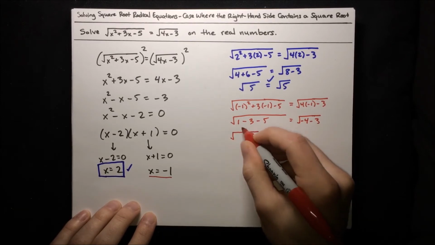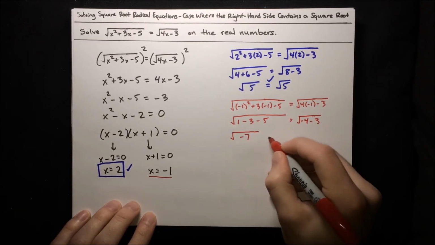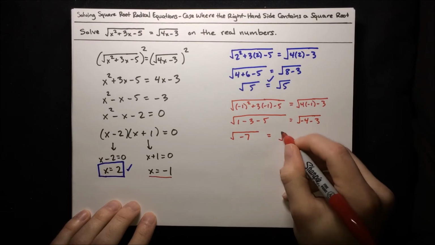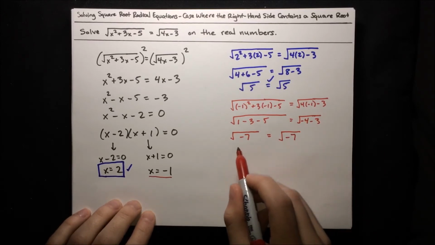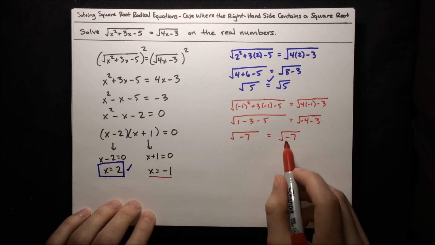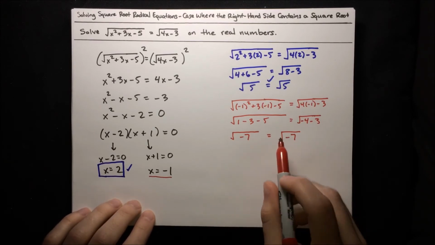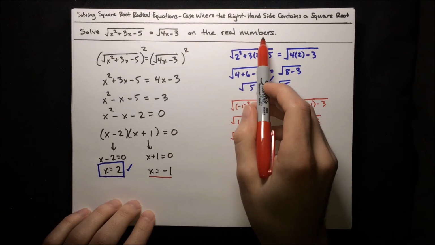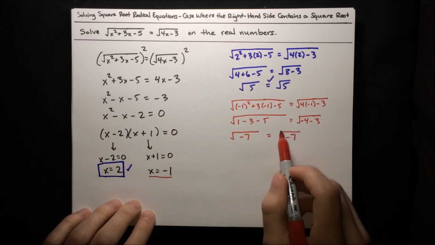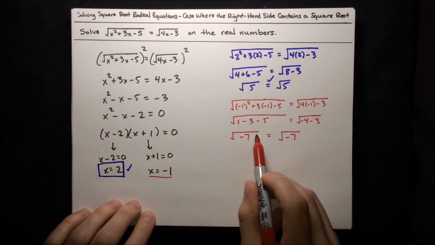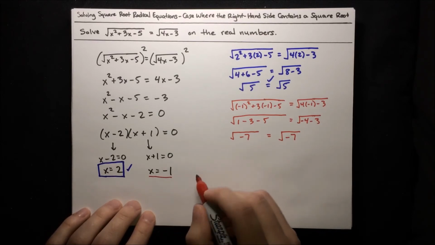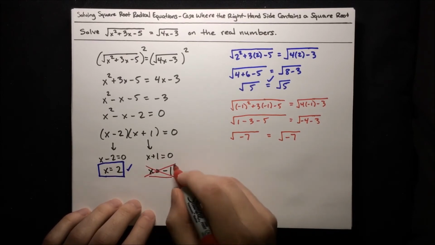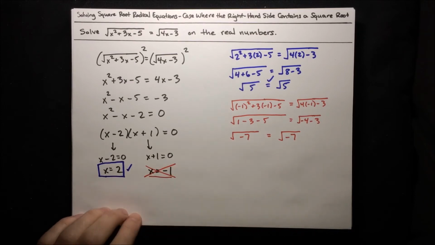1 minus 3 is negative 2, minus 5 is negative 7. That has to be equal to root of negative 4 minus 3 is negative 7. But although these roots are equal to one another if we're in imaginary numbers, we are only on the real numbers here. So these roots aren't real valued. Therefore, x equals negative 1 isn't going to be a solution of the equation. So nope, it's only this one, only x equals 2.